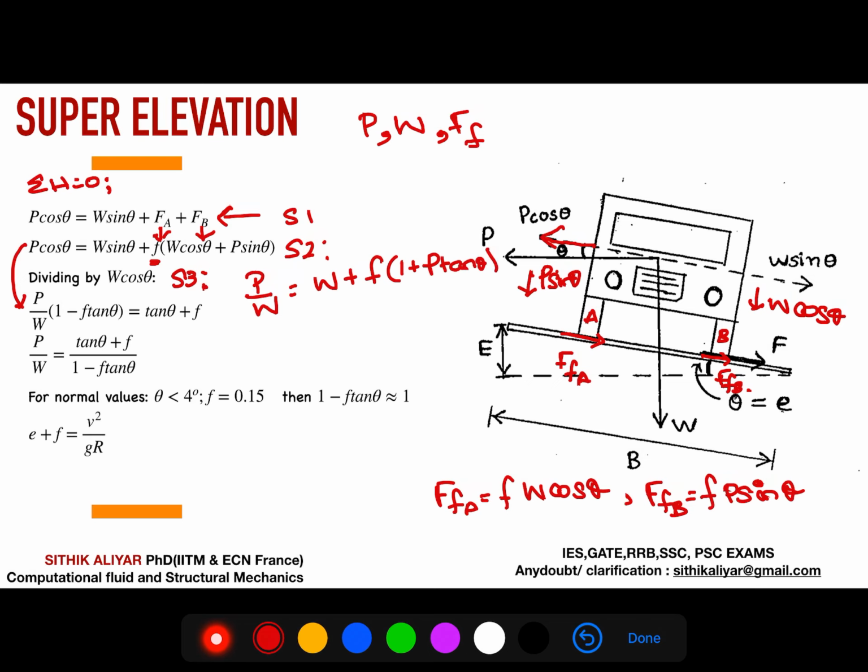Okay, I'm doing something, so I have to clear the screen. You can note down the figure, actually something like this. I have to clear the screen.